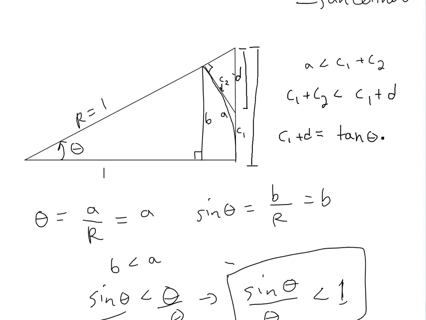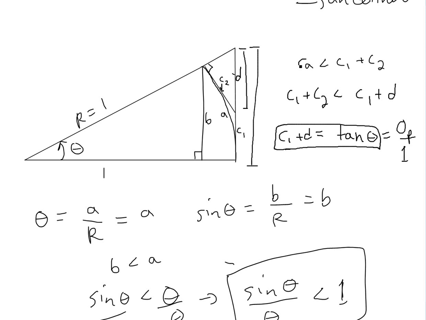Because we know that tan theta is just equal to opposite over adjacent. Adjacent is R here, so that's 1. So basically we have this one over here. I'll just write it down here.